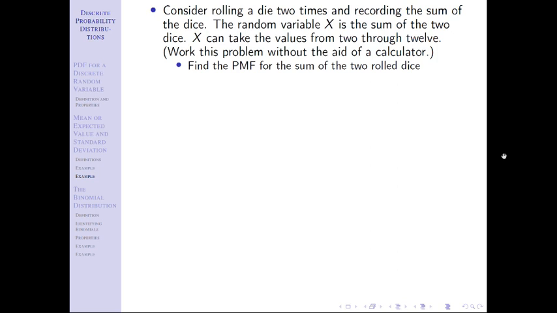How many different ways can I roll a die and I get a 2? And the answer to that is 1. There's only one way that can happen. It's get a 1 on the first die and get a 1 on the second die. And go to the next one. Okay, 3. How many different ways can I get a 3?